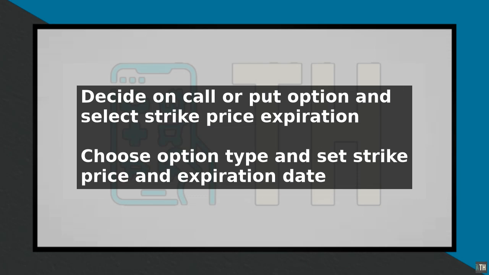Once you have selected the option contract, you need to set the amount you want to trade. This is the number of options contracts you want to buy or sell. Make sure you have sufficient margin in your account to cover the trade.